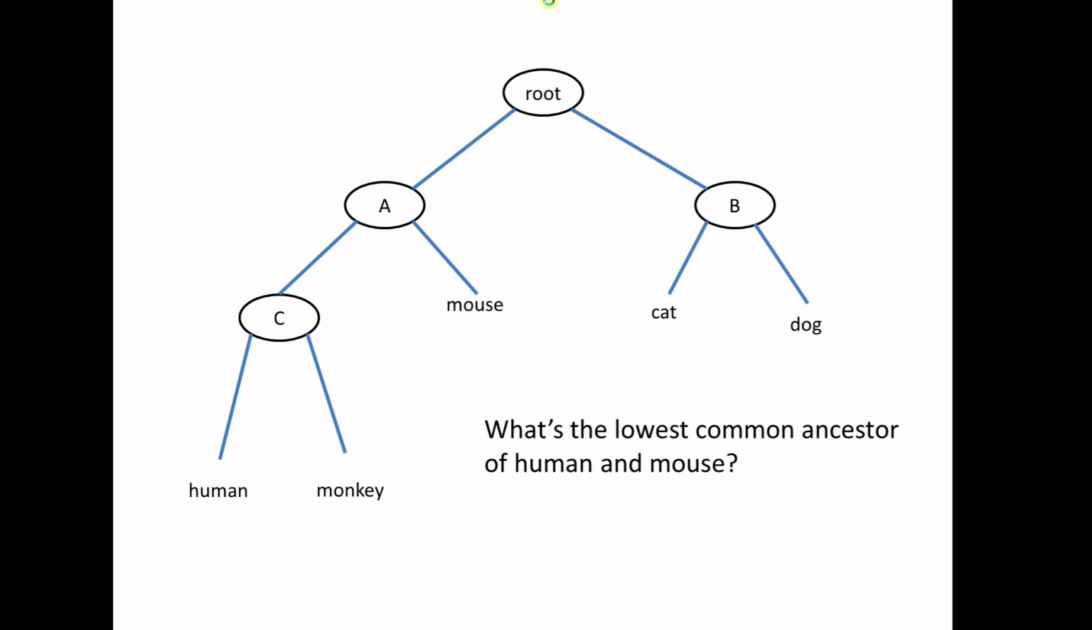Hello, since I'm from computational bio, let me give you an example of a phylogenetic tree. This can be generalized to any tree actually. So your goal is to find the lowest common ancestor of two nodes, let's say human and the mouse. So how do you do that?